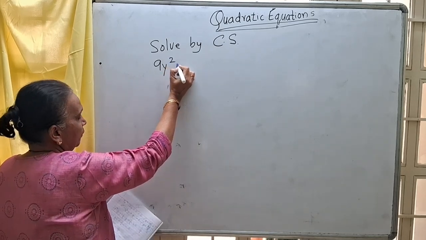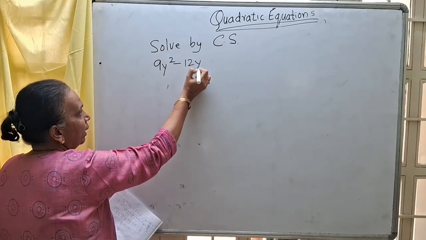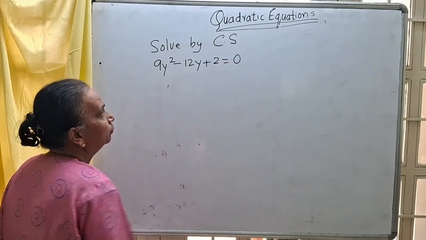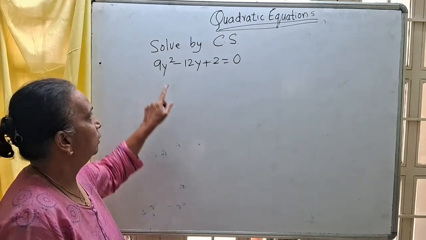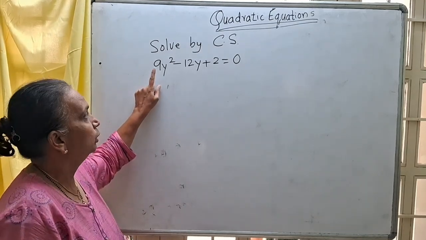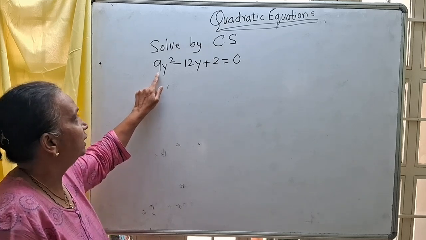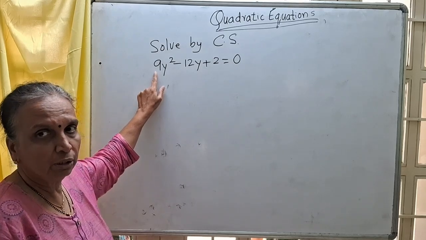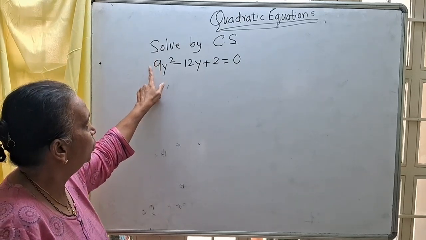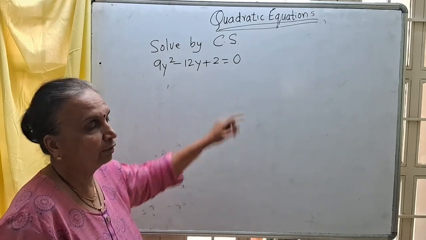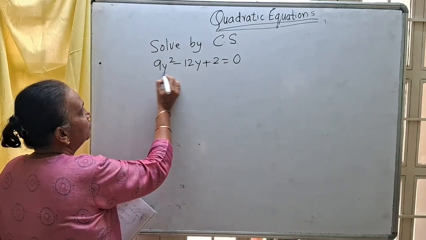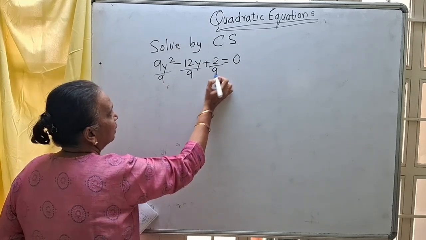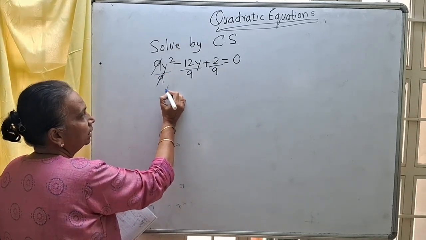9y square minus 12y plus 2 is equal to 0. In the previous lecture, the coefficient was 1. Now we are going to see other than 1, that is 9 here. So what we are supposed to do is, whatever the coefficient in the first term, you are going to divide the whole equation with that. Suppose I divide this with 9, this with 9 and this with 9, this 9 and 9 will get cancelled.